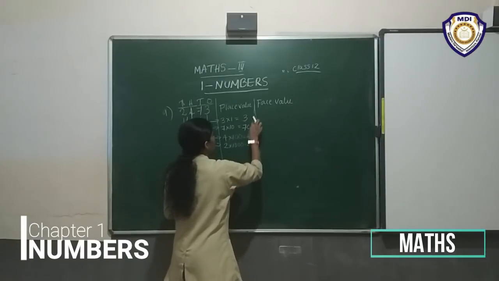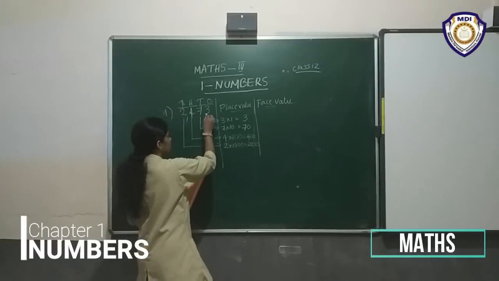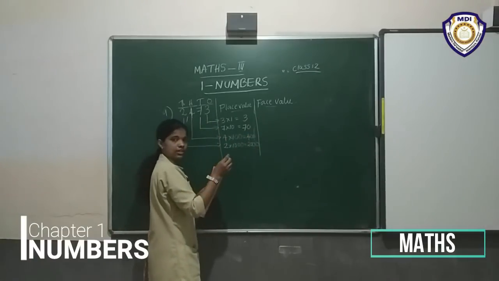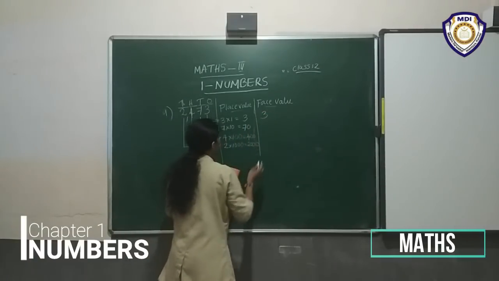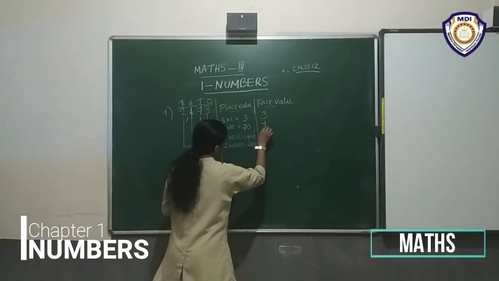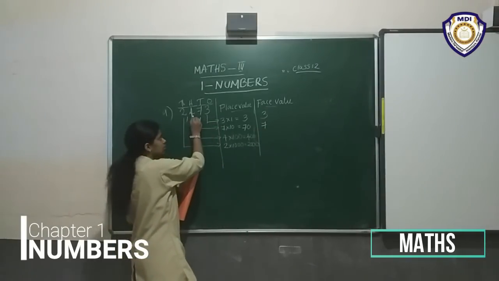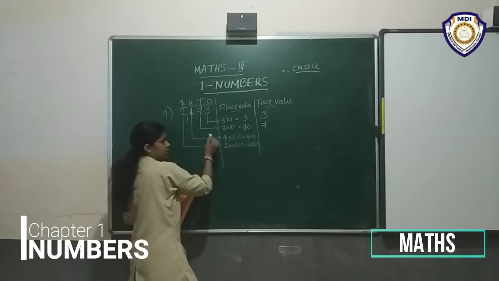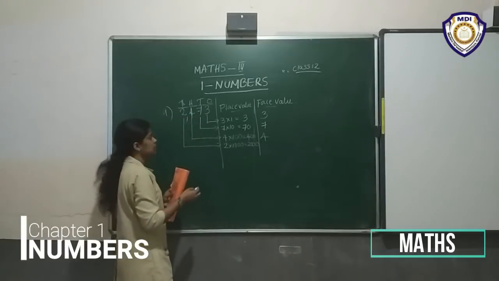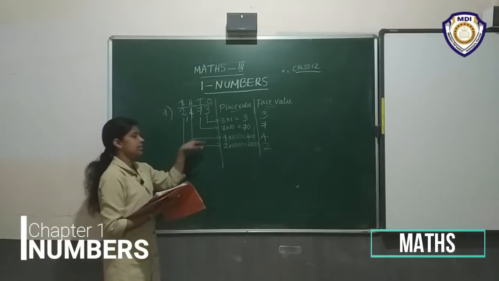Then face value. Find out the face value. Face value of 3? 3 itself. Face value of 7, 7. Face value of 4? 4 itself. Then face value of 2, 2. Okay. Write it.